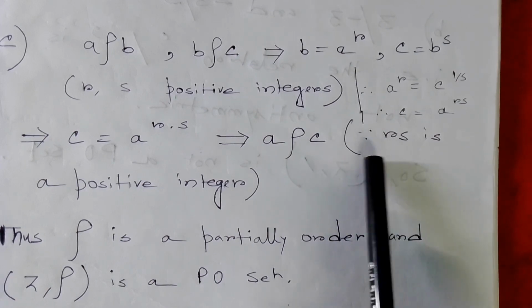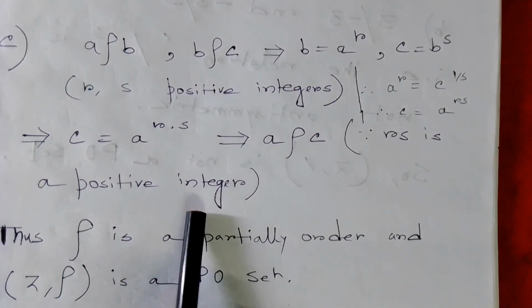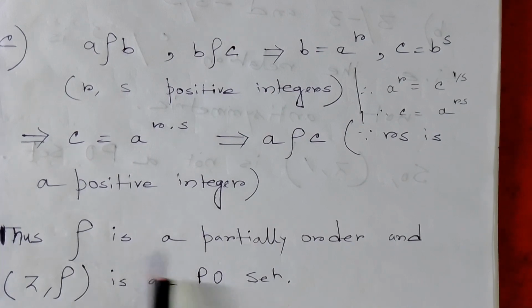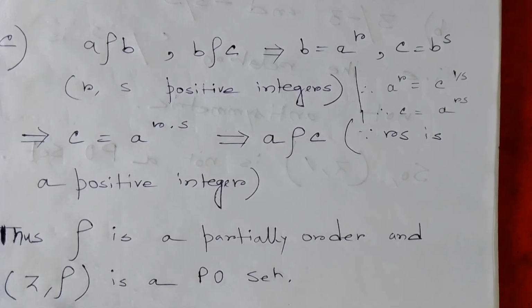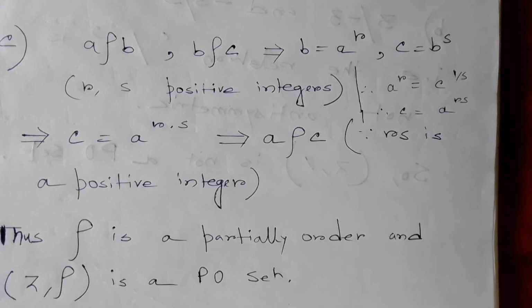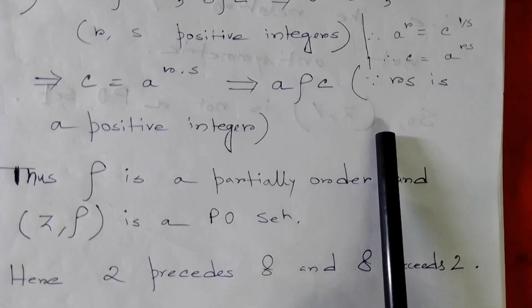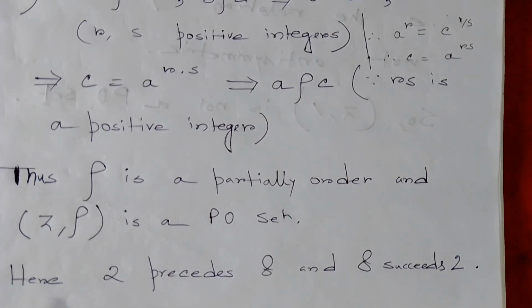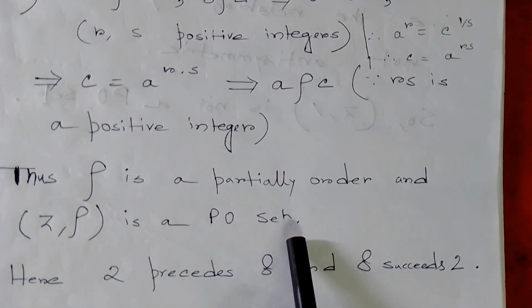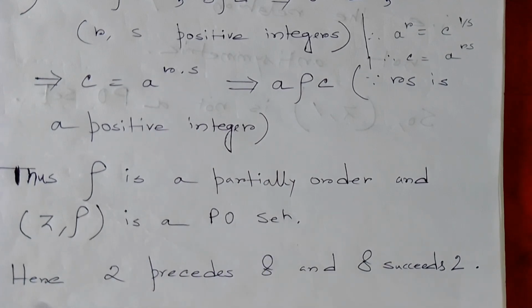So RS is a positive integer. Thus rho is a partial order and Z, rho is a POSET. This satisfies the transitive condition of a POSET. So thus Z, rho is a POSET. Hence 2 precedes 8 and 8 succeeds 2.